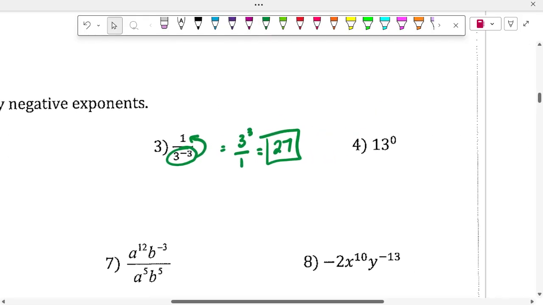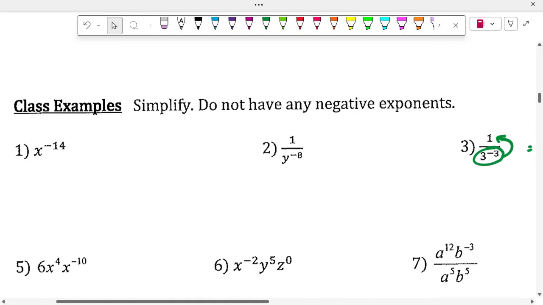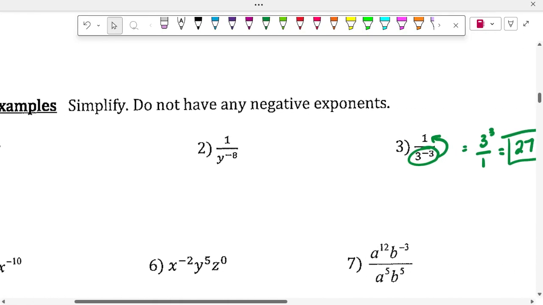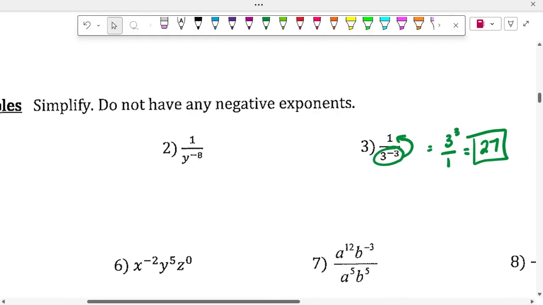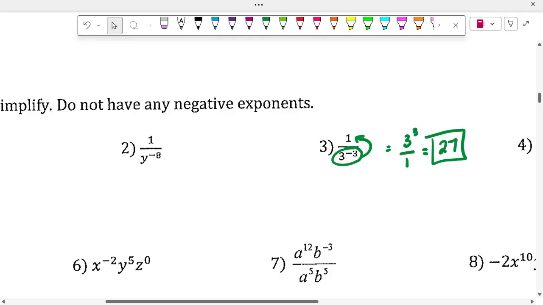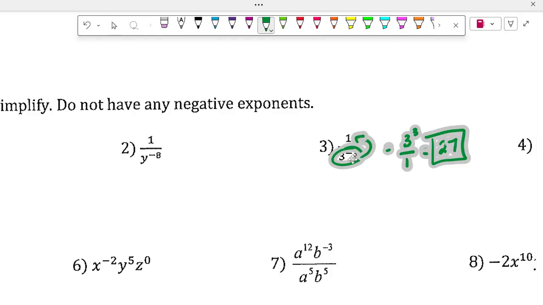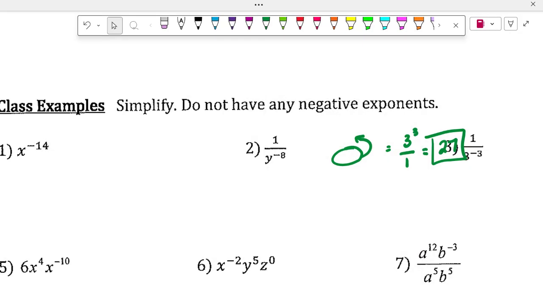Number 4, 13 to the 0 is what? It's 1. That's an easy one. That's just the rule. So wherever it is around the fraction bar, if it's negative, you take that entire base with the exponent, move it to the other side, make the exponent positive. That's just the rule.